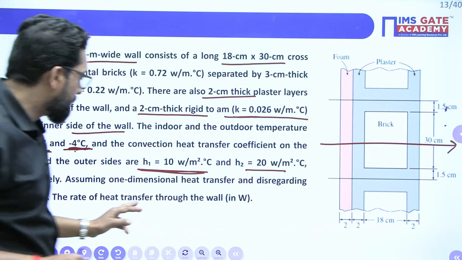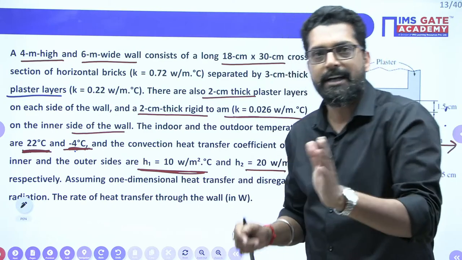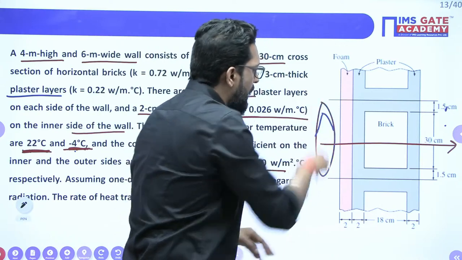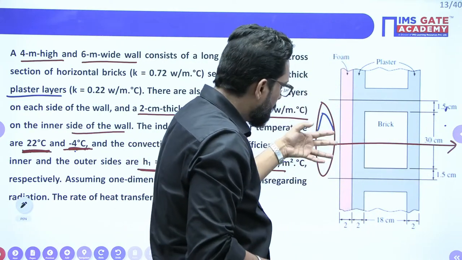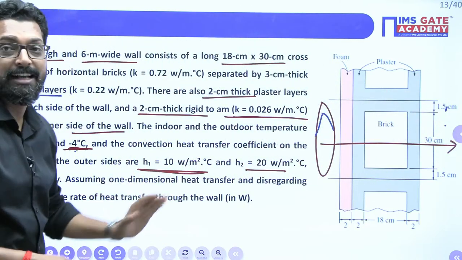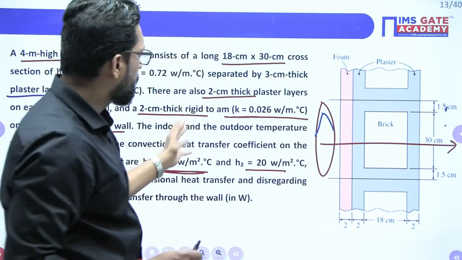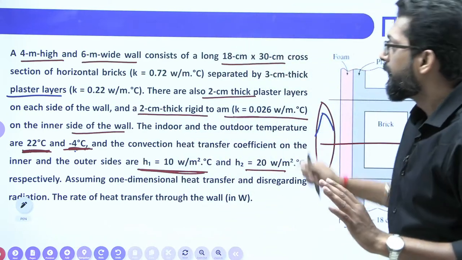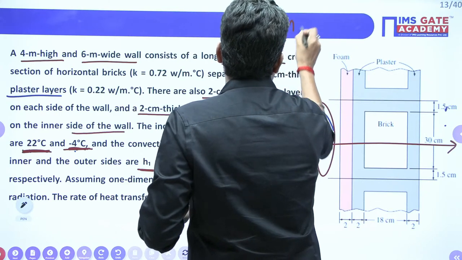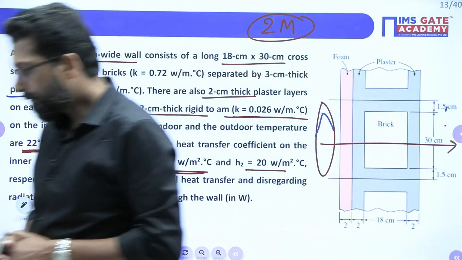We have to calculate the rate of heat transfer through the wall. See beta, the inner side has a high temperature and the outer side has a low temperature, so heat must flow from inside to outside. So what is the rate of heat transfer? They are asking that. So first, read the question carefully. See, this question is always asked for 2 marks. And it is your NIT type question. Okay.